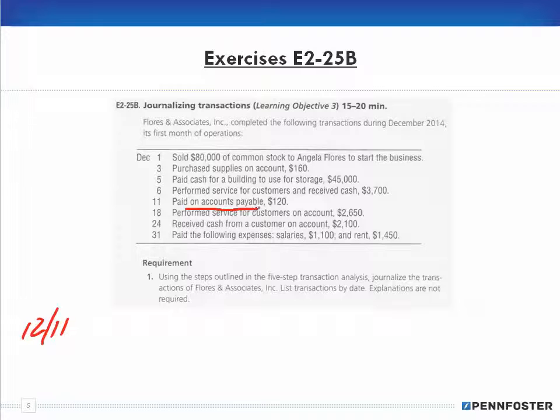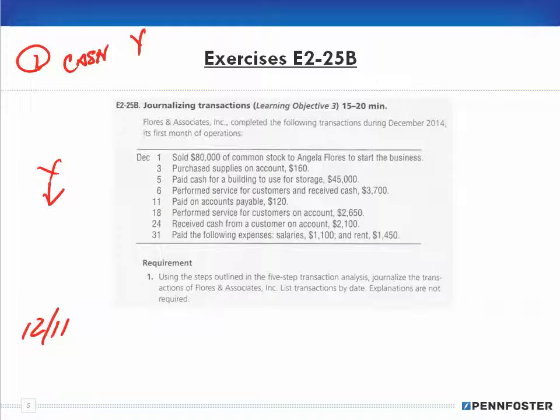Paid on accounts payable, $120. Again, you saw this in the previous exercise. Don't start with the accounts payable just because you recognize the words accounts payable. Start with cash. Okay, am I affecting cash? Yes. Why? Because I'm paying it. So I'm paying out, how much was that, 120?